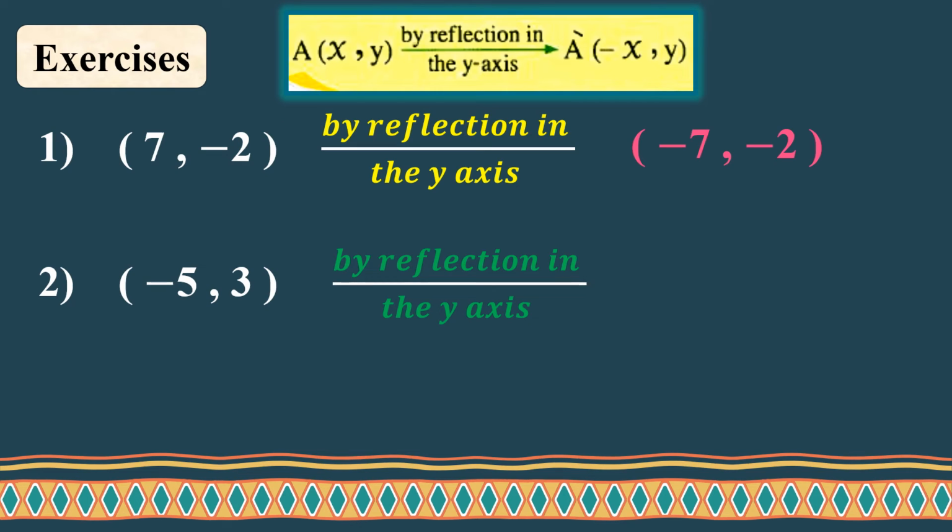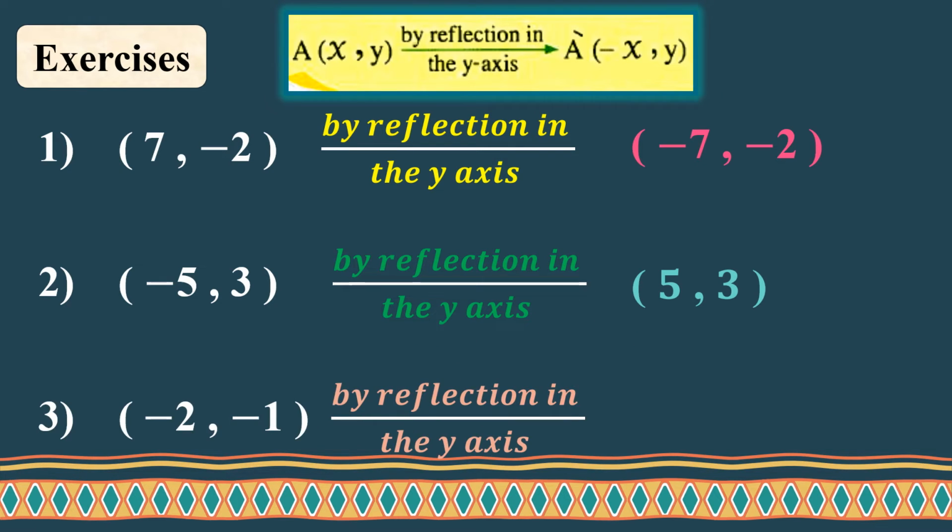Next one, (-5, 3) by reflection in the y-axis, so the answer will be: change the first coordinate of x. -5 becomes 5, and 3. The last one here, (-2, -1) by reflection in the y-axis becomes (2, -1).